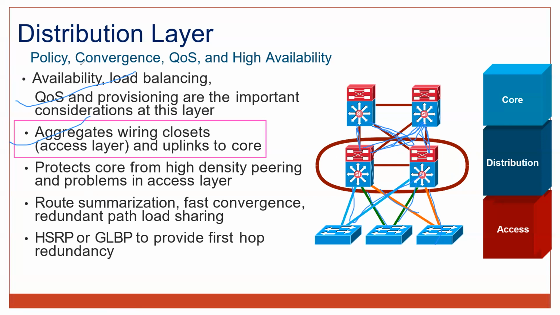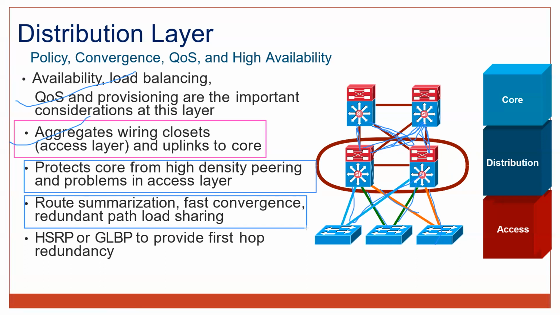Then it will protect. So let's check other features. Protect the core from high density peering. You can do route summarization. Route summarization is one of the big topics. Why? Because in that case, you are protecting the control plane. Otherwise, the distribution and core layer switches have to resolve all the IP tables, because they are building their routing table.